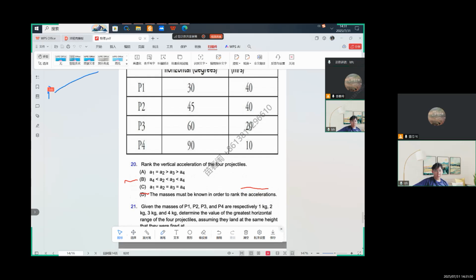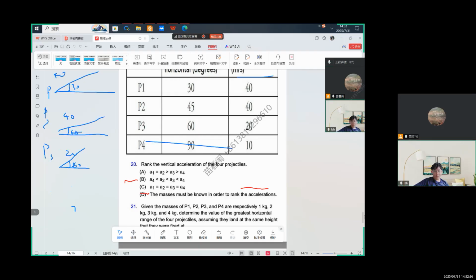P1 has initial velocity 40. P2 is 45, 40. P3 is 60, 20. And P4 just goes up, that's 10. So we can eliminate P4 because there's no air drag, and there's no horizontal range for P4. It's only vertical.